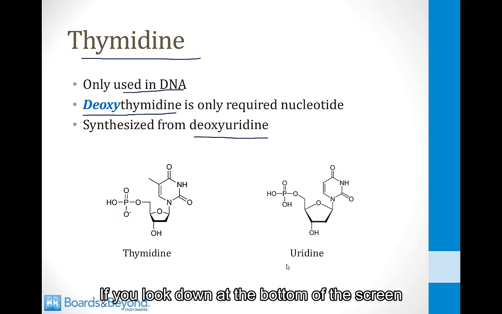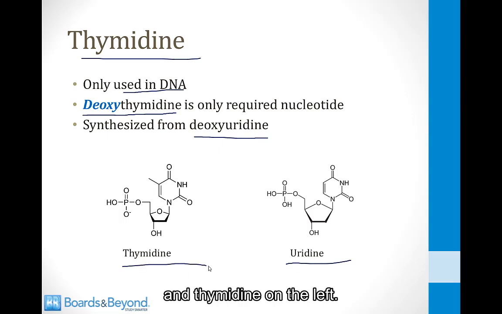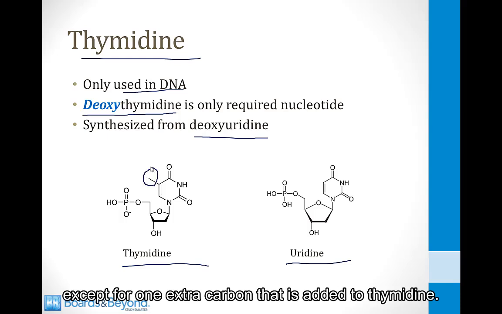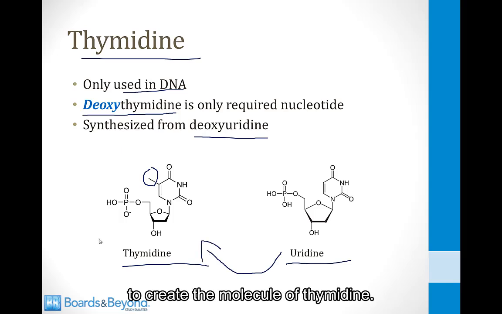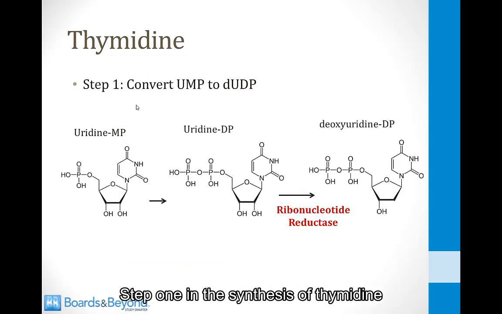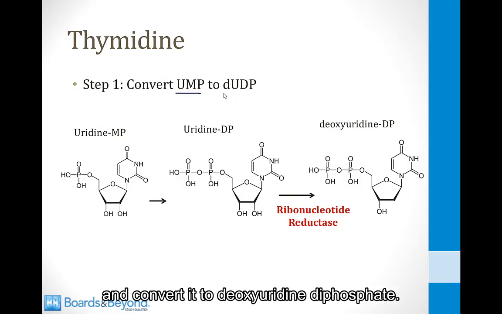If you look down at the bottom of the screen here, this is uridine on the right and thymidine on the left. And they are almost the same structure except for one extra carbon that is added to thymidine. So as we will see, all the biochemistry in synthesis of thymidine involves adding a carbon to uridine to create the molecule of thymidine.